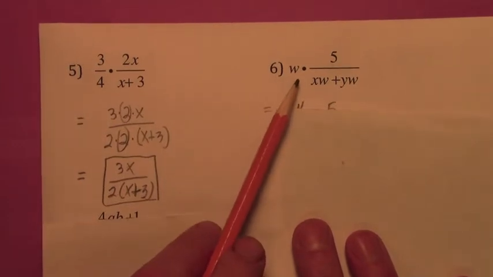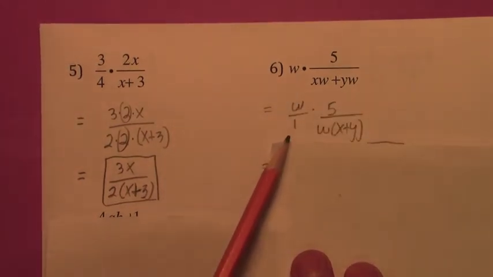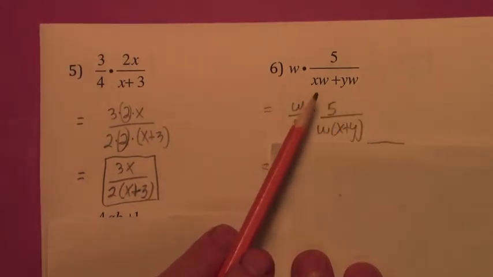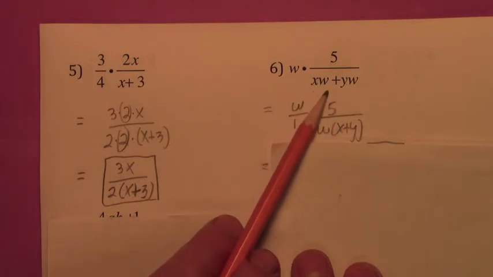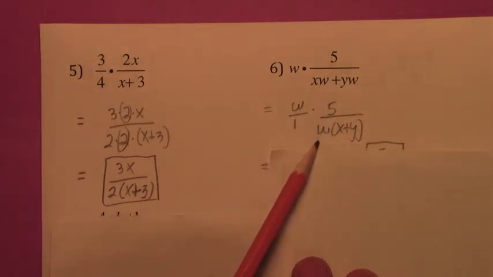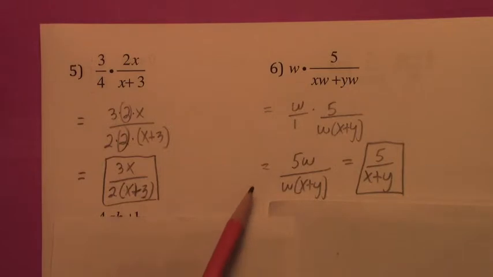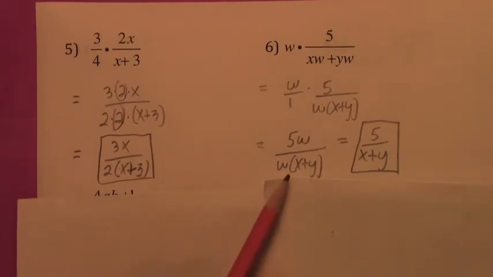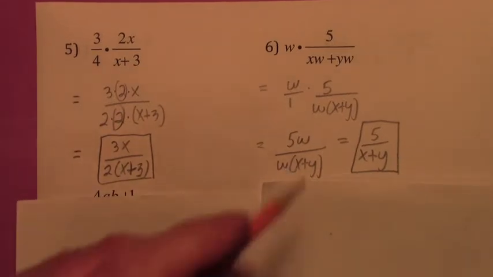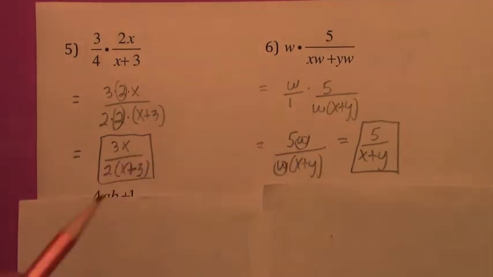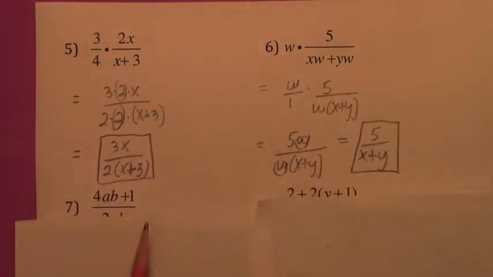Here on number 6, the trick is to write this as w over 1. And when you factor this, what do you factor out of here? Couldn't you factor a w out of those two terms? So we get down to here. Is there anything that you can, any factors of 1 over here that you see? Yeah, the w's actually. The w's a common factor. Final answer, 5 over x plus y.